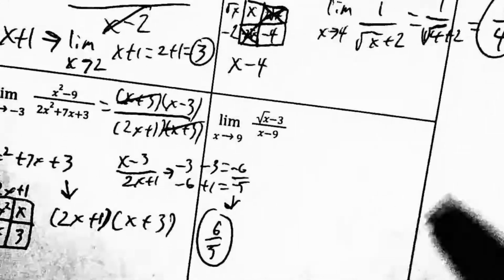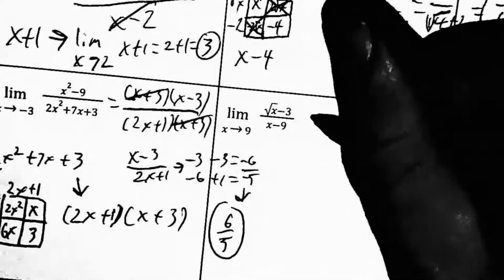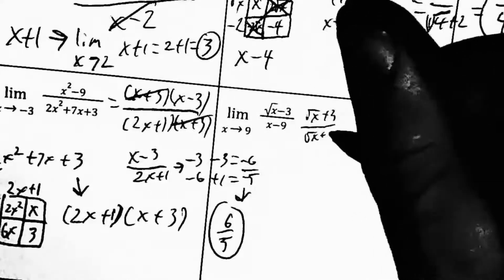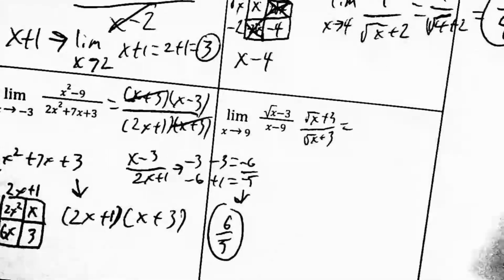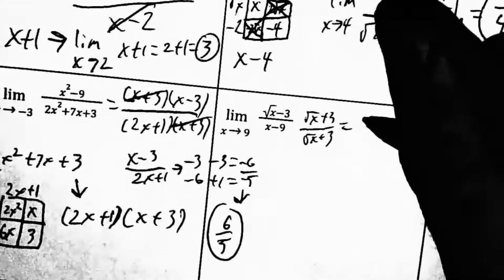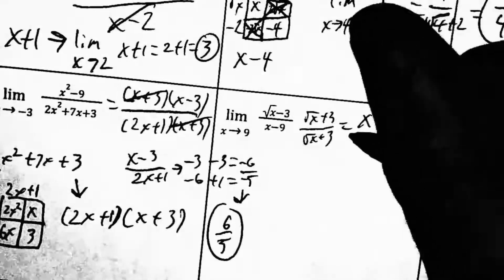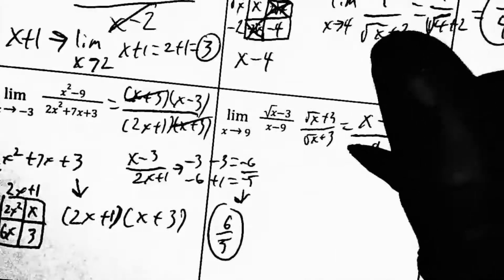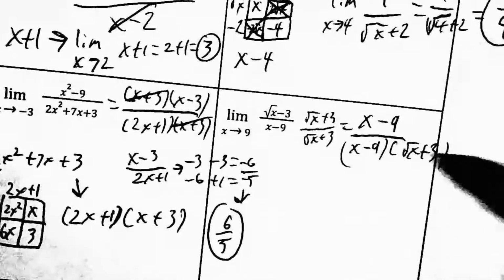Okay. Last one. This is another conjugate. I know it's conjugate because of the square root. So I'm going to multiply top and bottom by square root of x plus 3 over square root of x plus 3. And I know what that's going to get me based on what I know about conjugates and what I showed you earlier. That's going to just get me x minus 9 here. And on the bottom, we're going to leave them as factors, x minus 9 and root x plus 3.